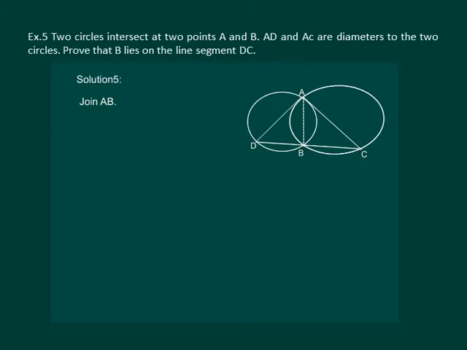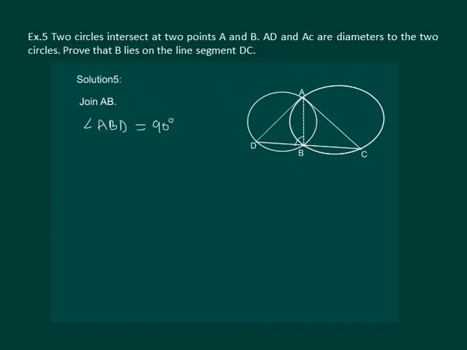Now, angle ABD equal to 90 degrees, as corresponding to the diameter AB, angle ABD is the angle subtended in the semicircle.